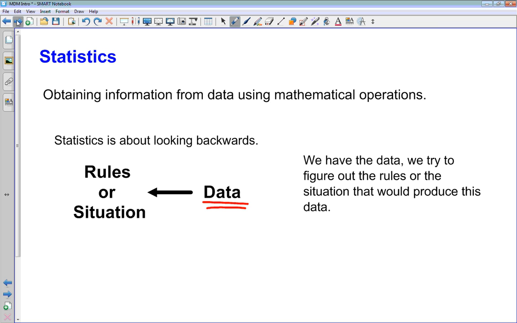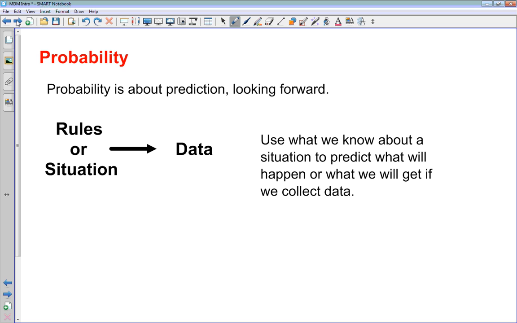Probability, in some ways, is the opposite. It's about prediction. It's about looking forward and saying what is going to happen in the future. When we're working with probability problems, we know all of the things about a particular situation. We're given that kind of information, or we're given a set of rules, and we want to predict what would happen if we measure some piece of data that comes from this situation. So we want to use what we know about a situation to predict what we will get if we actually collect a little bit of data.